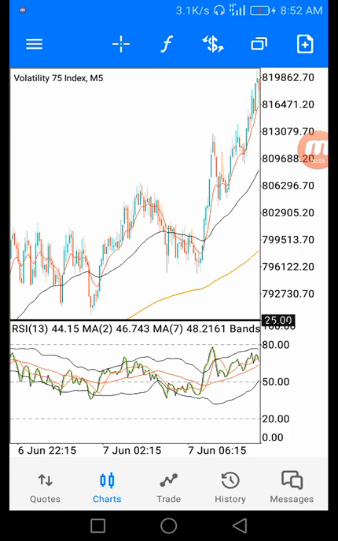I am here once again to share with you a very powerful trading strategy that will give you a very powerful edge in this trading market. Either you are trading derivative pairs or you are trading forex pairs.